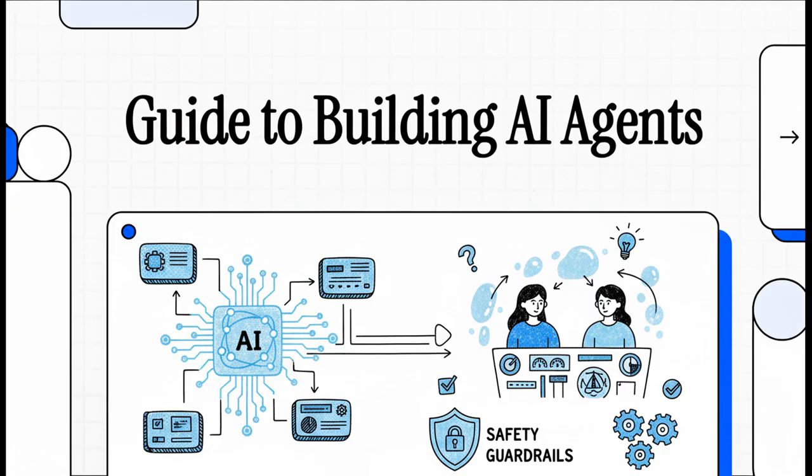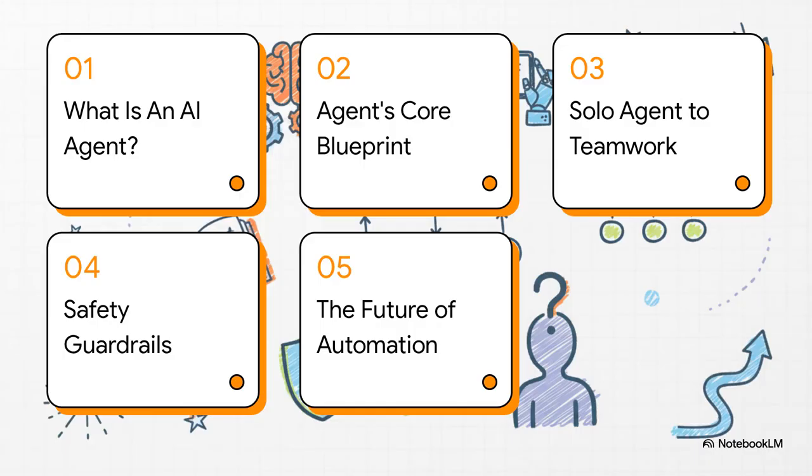Well, today, we're going to break it all down. We're taking a super comprehensive guide and turning it into a clear, practical blueprint for you. Let's jump in. Here's what we're going to cover. First, we'll nail down what an AI agent really is. Then, we'll get into the nuts and bolts, its three core parts. After that, we'll see how to make agents work together as a team, talk about the absolutely crucial safety guardrails, and then we'll wrap it all up with the big takeaways for the future of automation.